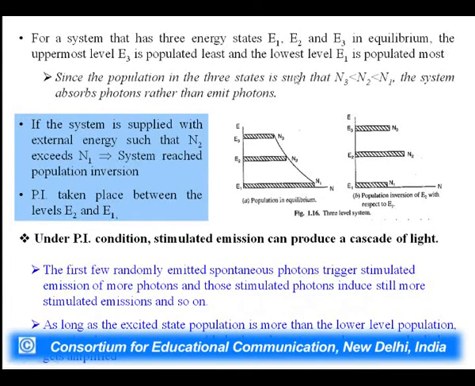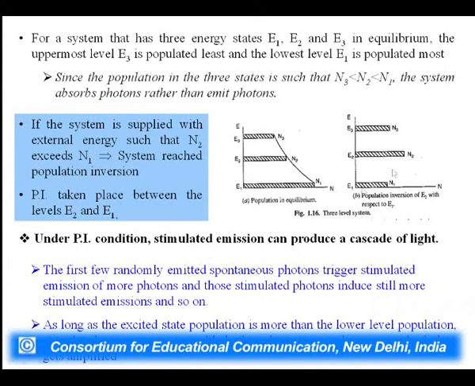Since the population in the three states is such that N3 is less than N2, which is less than N1, the system absorbs photons rather than emits photons. If the system is supplied with external energy such that N2 exceeds N1, as in the second diagram B, we can see the population inversion of E2 with respect to E1. Now, energy is given to this state and the electrons at this state are more as compared to the lower state. Then the system reaches population inversion, and population inversion takes place between these two levels, N1 and N2.